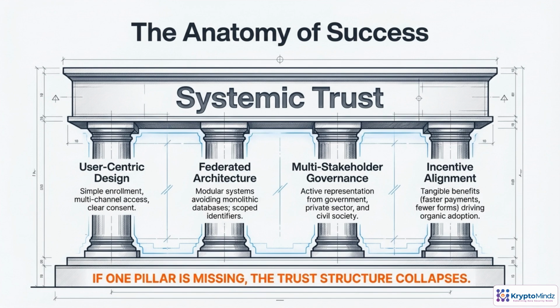Think of systemic trust as a building. User-centric design makes it easy and respectful for people to participate. Federated architecture stops any single player from becoming a dangerous point of failure. Multi-stakeholder governance keeps power balanced and accountable over time. Incentive alignment ensures every participant actually wants the system to succeed and improve. In real digital identity programs, when even one of these pillars is weak, trust erodes, adoption stalls, and the whole structure starts to wobble.